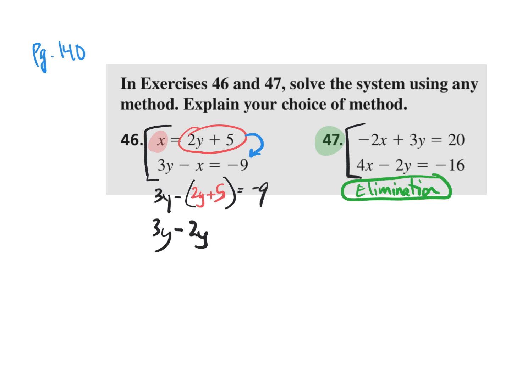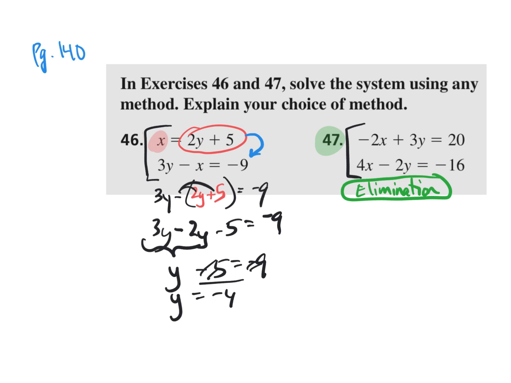3y minus 2y minus 5. Combine these like terms. 3y minus 2y is 1y. Add 5 to the left side and add 5 to the right side. And y is negative 4.